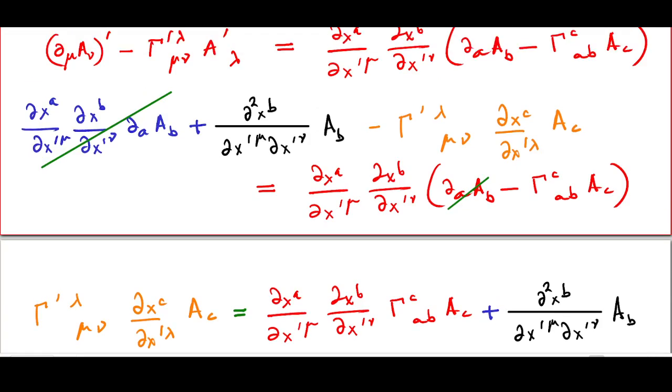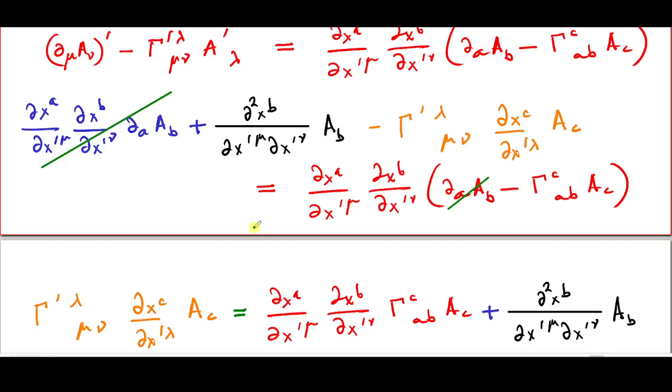We are almost there. All we need to do is rewrite this whole expression so that only the gamma prime is sitting on the left hand side. So we have to get rid of del x c del x prime lambda, also of the component A c. Let's tackle this component A c first. Remember, this expression has to be correct for all covectors. So as long as we have the same component for the covector on both sides, we can just say that the coefficients are going to be equal.